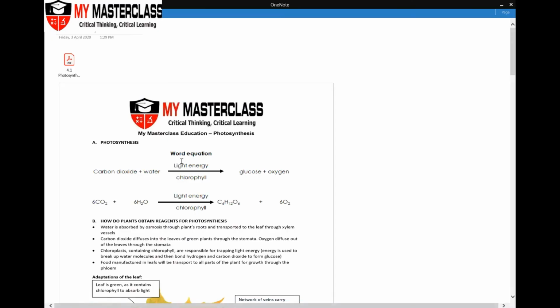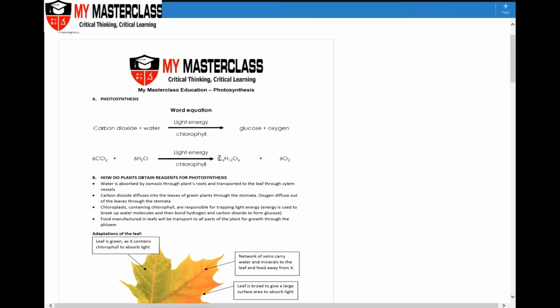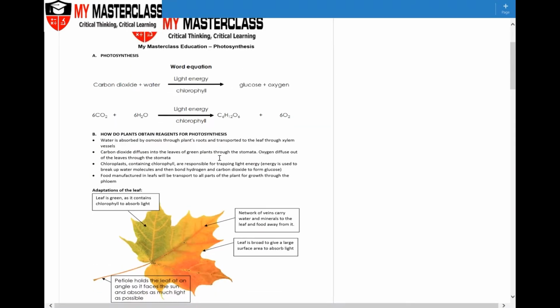Today we will be talking about photosynthesis. So photosynthesis for lower sec, the components are not extremely difficult. Some of it you might have even seen during the primary school period. Okay, let's start off with the basic equations for photosynthesis.